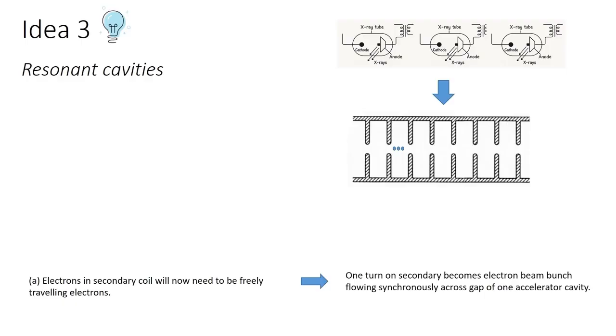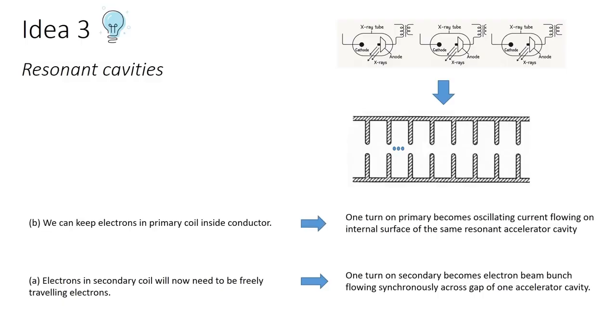So first item in the list is electrons in secondary coil will now need to be freely traveling electrons. In this new picture that we have, the electrons in the secondary coil will be represented by a beam of electrons that is traveling freely along the central axis of this string of cavities. And so one turn on the secondary coil will now be represented by an electron beam bunch flowing synchronously across a gap of 1 accelerator cavity.